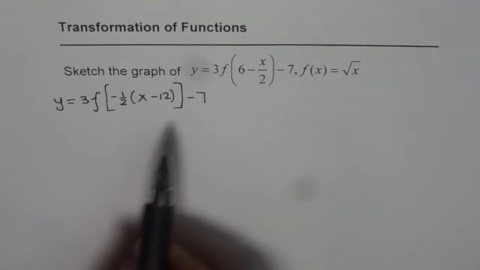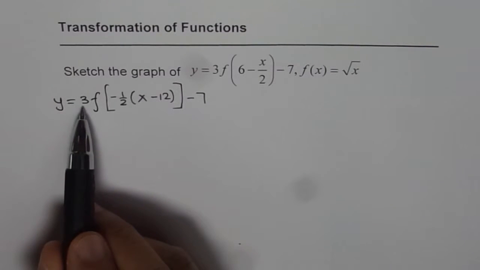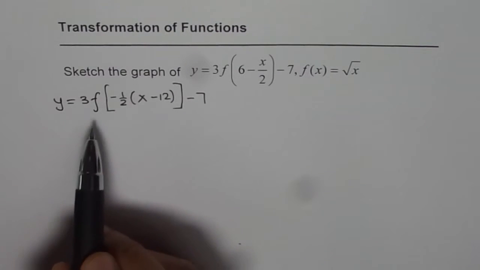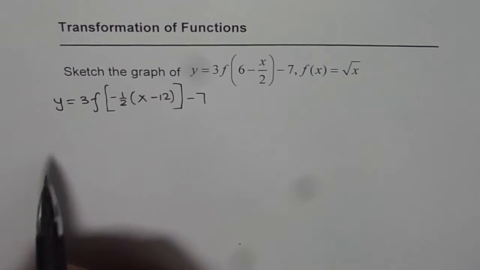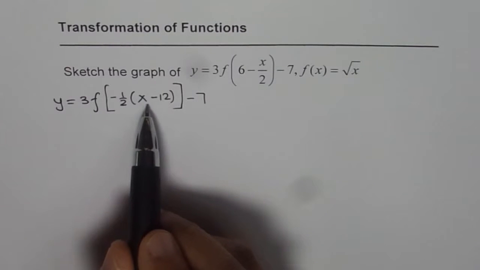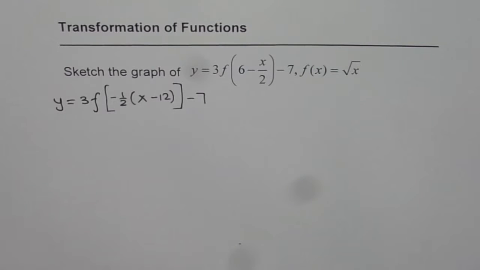Now at this stage you can describe the transformation. Vertically stretched by a factor of 3, reflection on the y-axis, that is a horizontal reflection. Everything inside is horizontal. Horizontally stretched by a factor of 2. Horizontally translated 12 units to the right and 7 units up. That is how the transformation is.